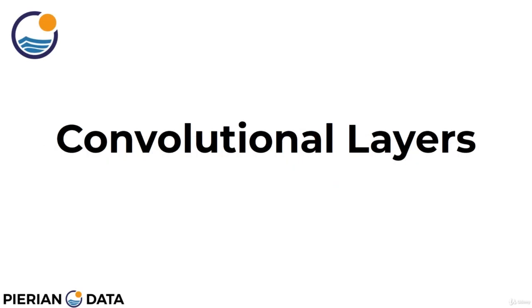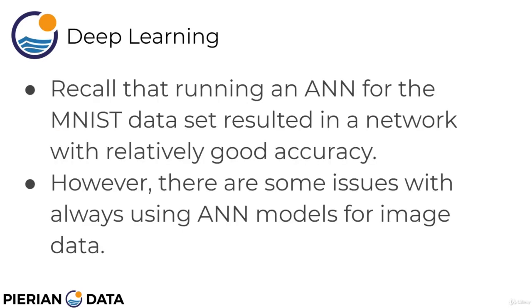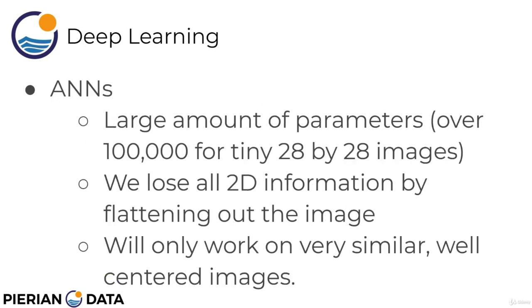Welcome back, everyone. Now that we understand how image kernels and filters work, let's see how they play a role in the convolutional layer portion of a convolutional neural network. Recall that running an artificial neural network that was just a fully connected feed-forward neural network for the MNIST dataset actually resulted in a network with relatively good accuracy. However, there are some issues with always using ANN models for image data.